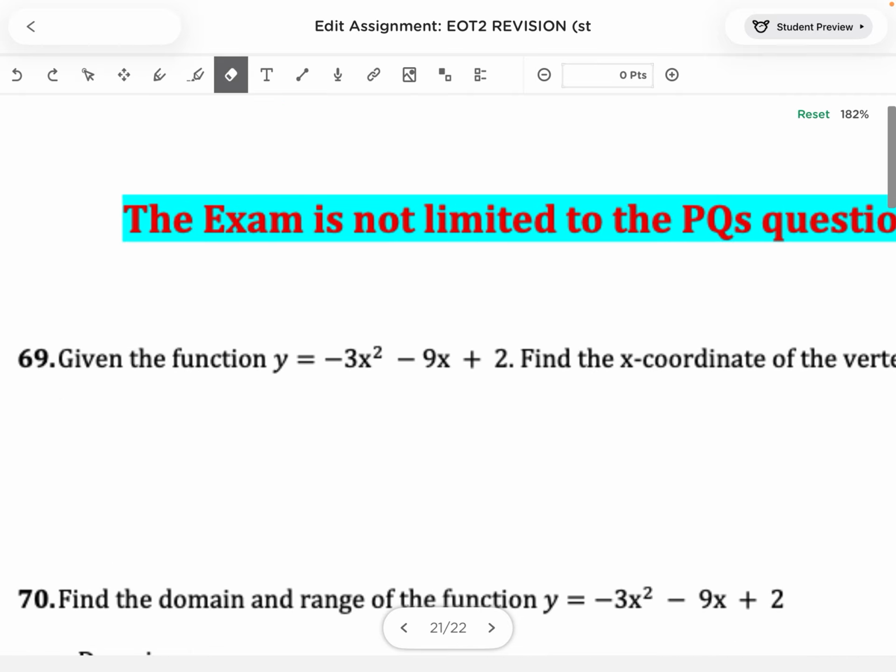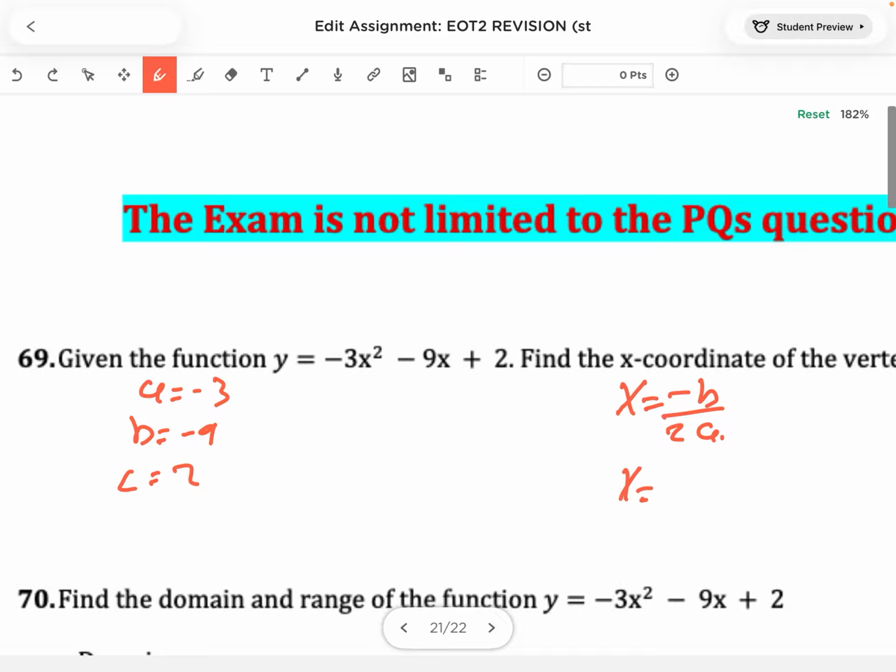Same story. The question is asking us to find the x coordinate of the vertex. That means we need x equal negative b over 2a. A is negative 3, b is negative 9, c is 2. So x equals negative negative 9 over 2 times negative 3, which is negative 3 over 2.